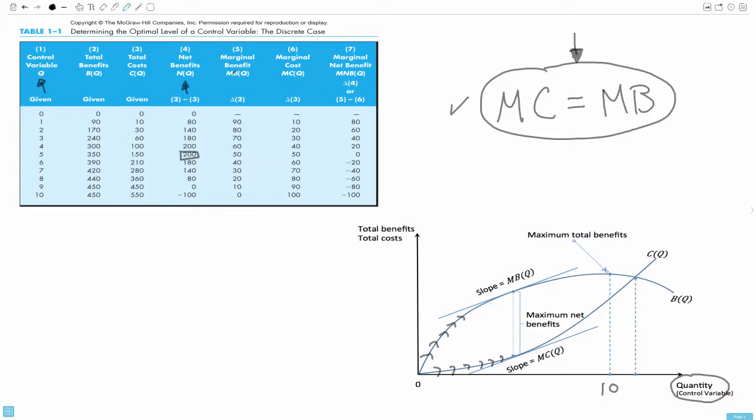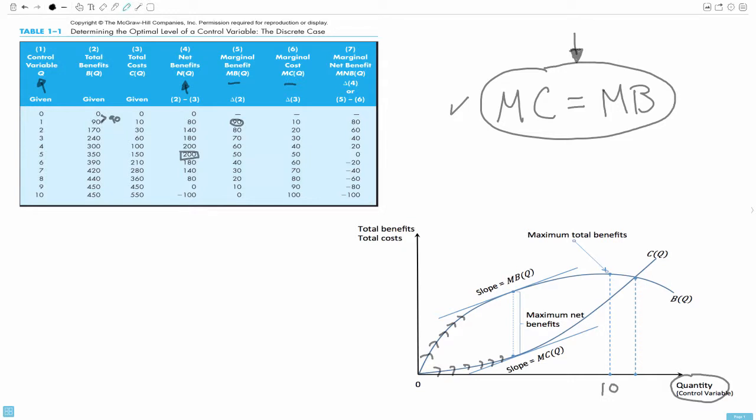But let's use the concepts of marginal benefit, MB(Q), and marginal cost, MC(Q). Here's the trick to derive these columns that we label 5 and 6. Notice, what is the change in total benefits from producing from 0 to 1? If you increase production from 0 to 1, the change is 90. So this 90 here is the same 90 that you have here. That's the change in total benefits, the additional benefits of producing 1 more unit.